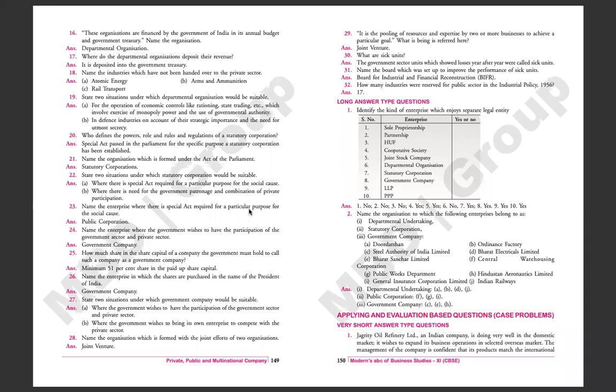So let me just read out the first case. The first case says, Jagriti Oil Refinery Limited, an Indian company, is doing very well in the domestic market. It wishes to expand its business operations in selected overseas markets. That means we know that this company, Jagriti Oil Refinery Limited, is an Indian company, right? And it is doing quite well in the domestic market. That means within the country, it is doing very well.